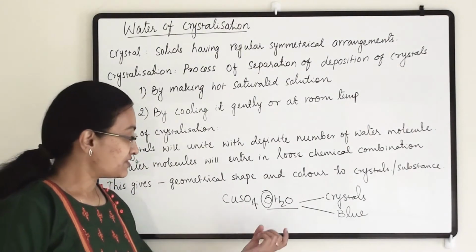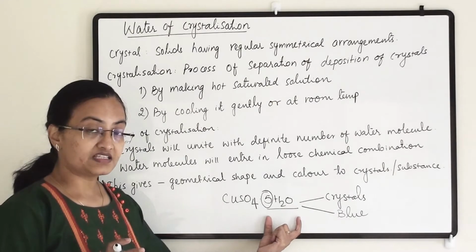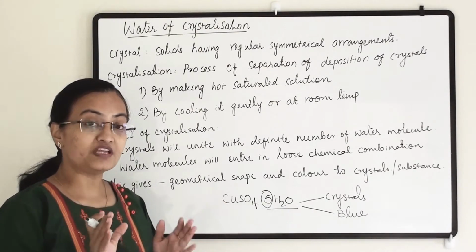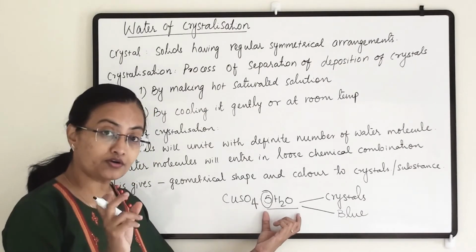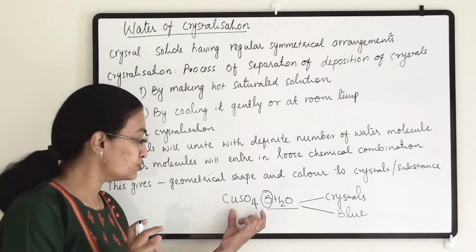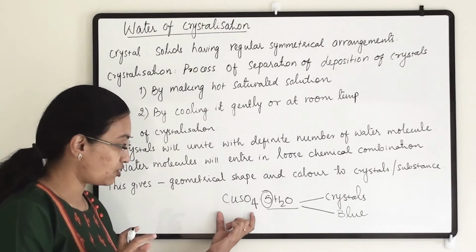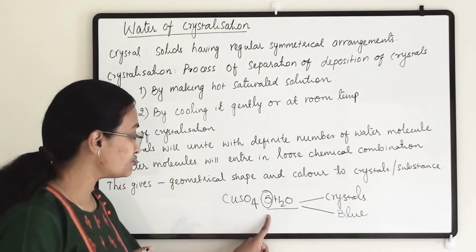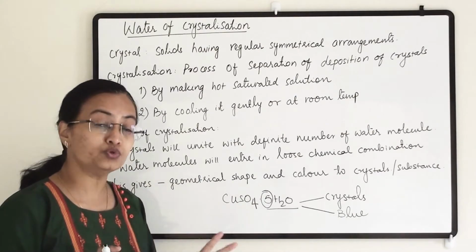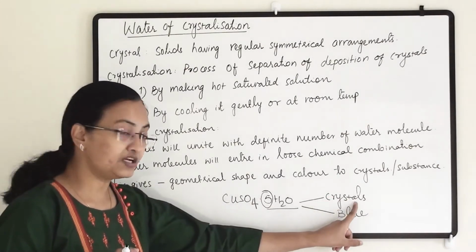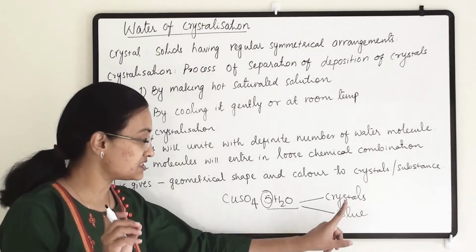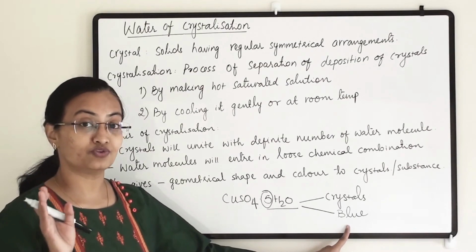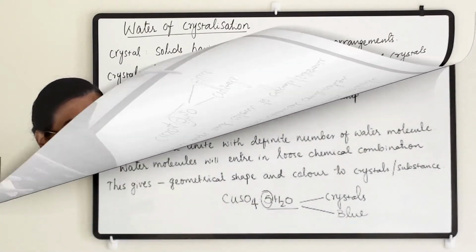So what is the characteristic property of water of crystallization? For each and every hydrated crystal, a fixed number of water molecules will be attached to a loosely bound molecule, that is copper sulfate, and this number will be fixed. It will impart two things to the crystal: it will give a crystalline nature to the substance, and it will give it blue or any other color. So that means it imparts color also.